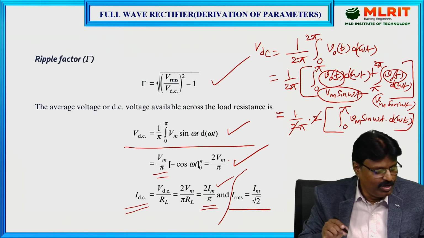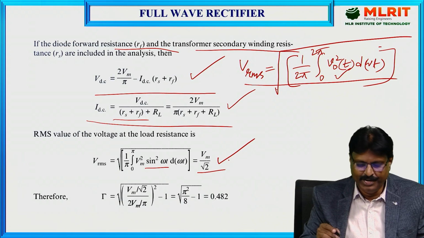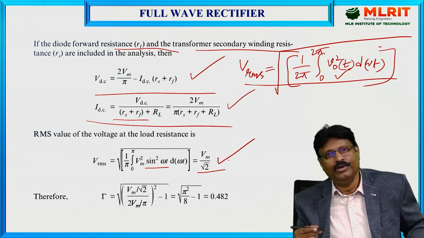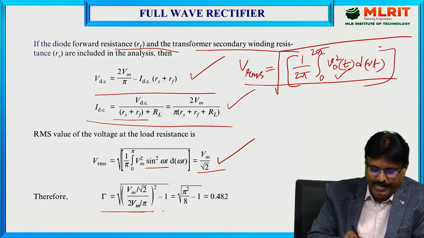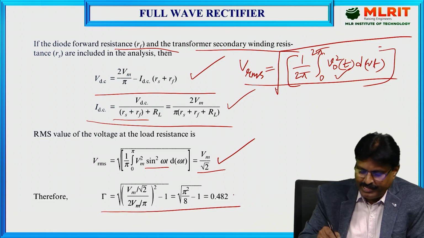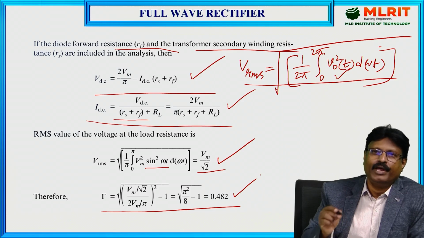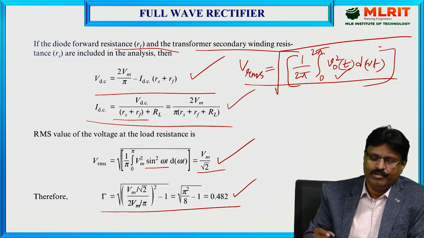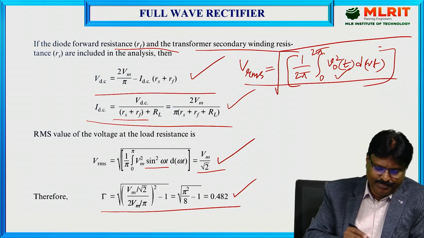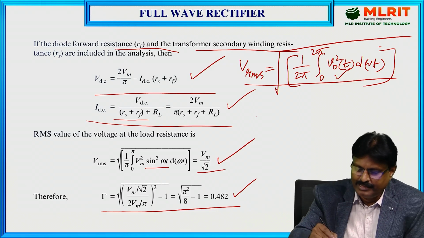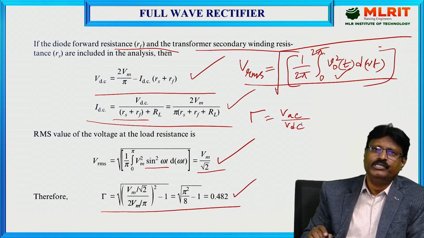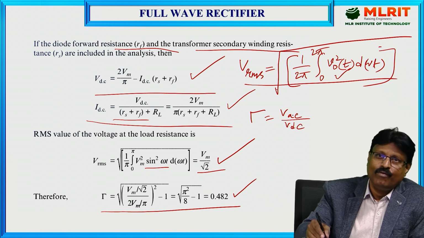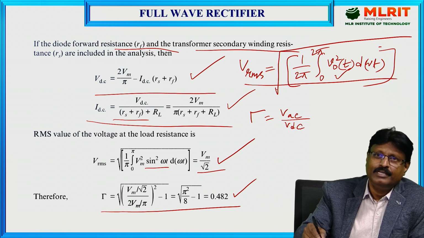VDC is equal to 2 Vm by pi. That we need to consider. So we know the value of VRMS and we know the value of VDC. If you calculate those values, you will be getting the ripple factor. So the ripple factor you can observe here is 0.482. And one more thing is that this particular ripple factor can be written like this: VAC by VDC, the ratio of the AC voltage to the DC voltage.